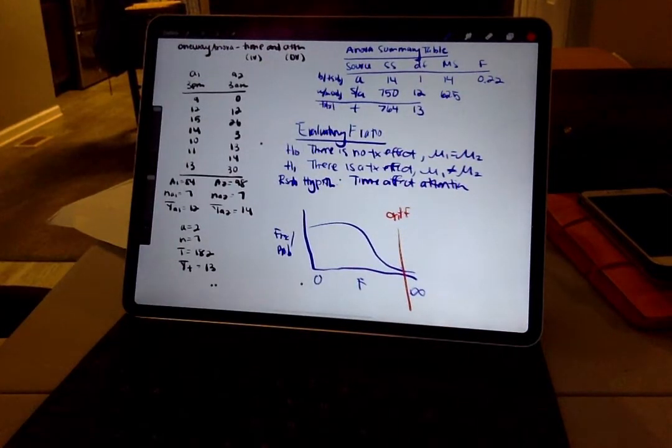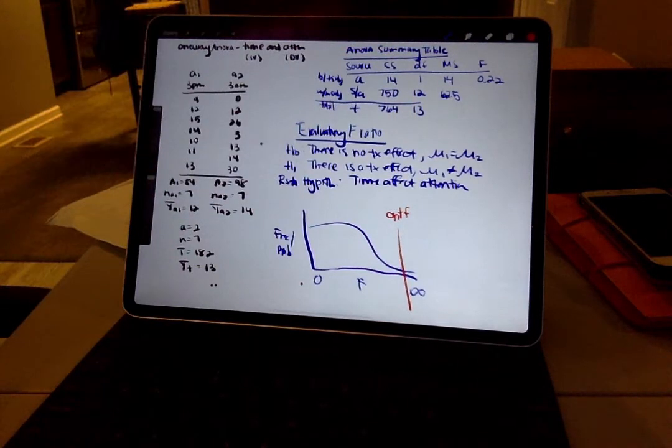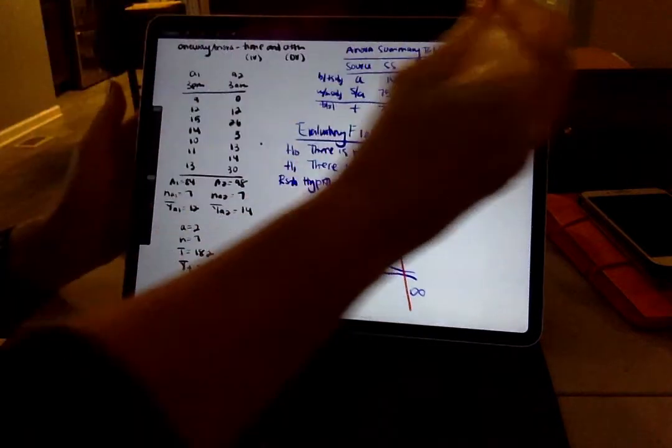So how do we find our critical F? Remember, you are going to use the critical values of F table. There's one on our Blackboard site, and there's one in the back of your book. In order to find the critical F, we need 2 pieces of information. We need the degrees of freedom for the numerator and denominator of our F ratio. Well, what does that mean?